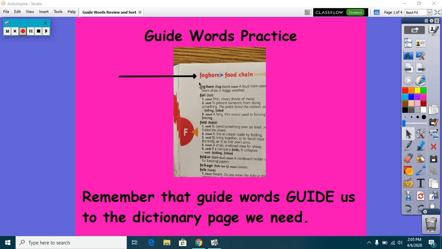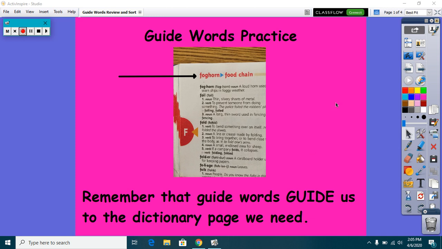So this first guide word is always the first word on the page, and the second guide word is always the last entry word on the page, which we can't see in this picture because it's not the full page. But so there are the guide words. Remember that guide words guide us to the dictionary page we need.